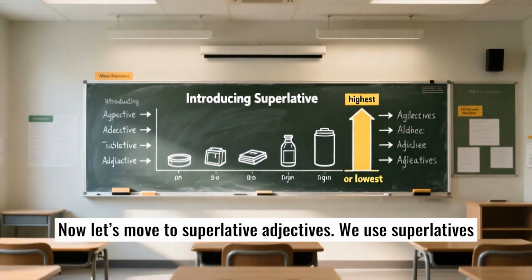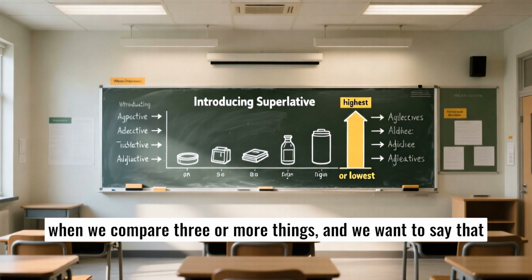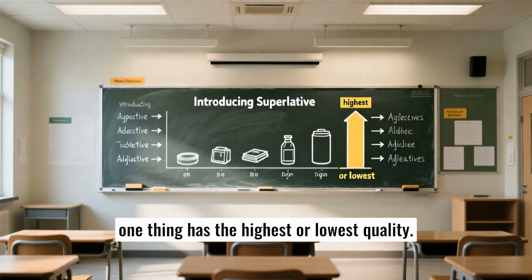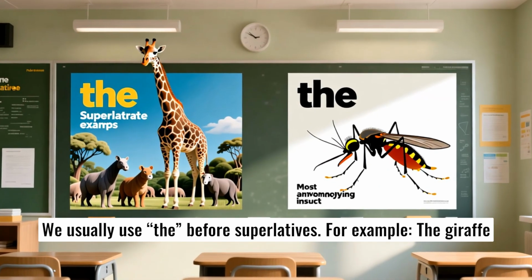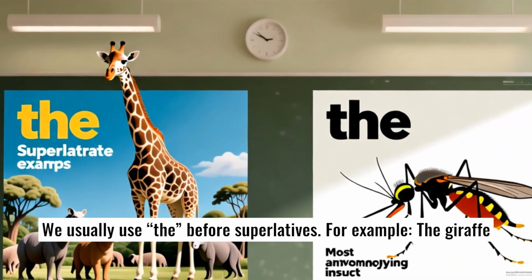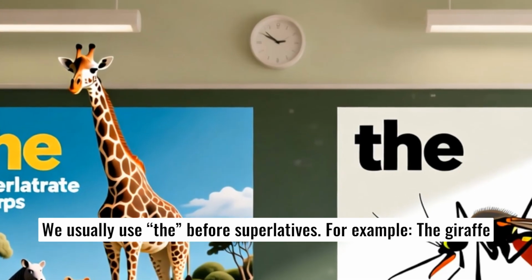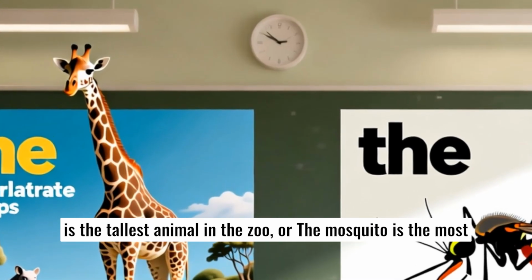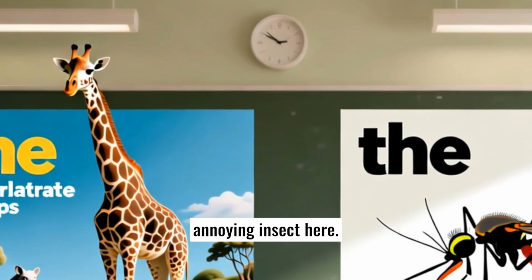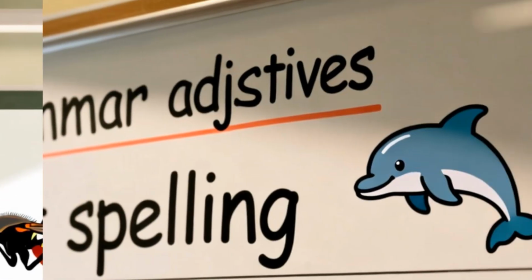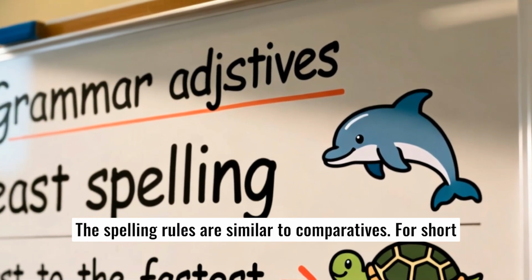We use superlatives when we compare three or more things, and we want to say that one thing has the highest or lowest quality. We usually use the before superlatives. For example, the giraffe is the tallest animal in the zoo, or the mosquito is the most annoying insect here. The spelling rules are similar to comparatives.